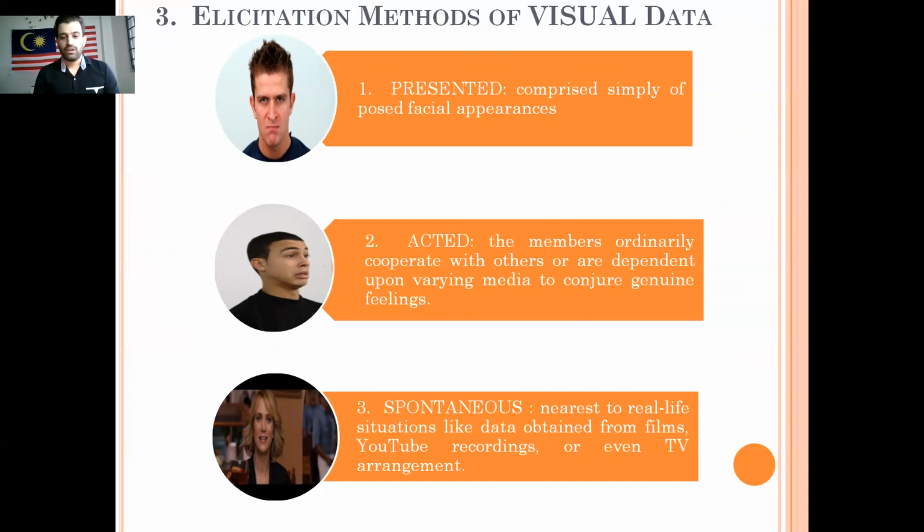And the most important one is the spontaneous one. It is the nearest to the real life situations, in which we take the recordings from YouTube, for example from the TV serials or from the clinical practitioners.